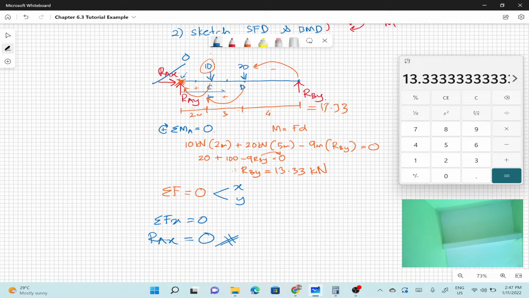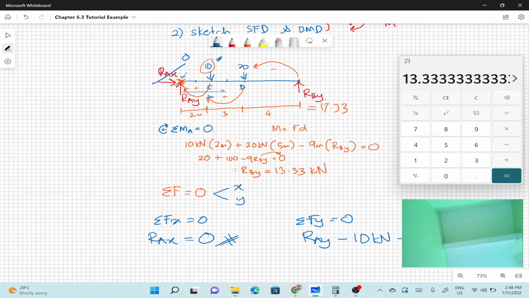Now for our total Fy, and this is equal to 0. We're going to have RAY going up, and then we have going down 10 kilonewton, because the direction of the load is going downward and the support reaction is going upward, so it's positive. Then going downward 10 kilonewton, I'm just going to put down the unit first, and then minus 20 kilonewton because it's going down, and then plus RBY.